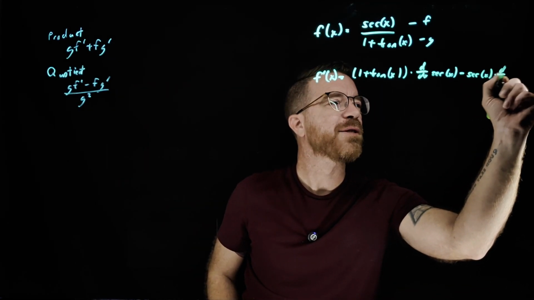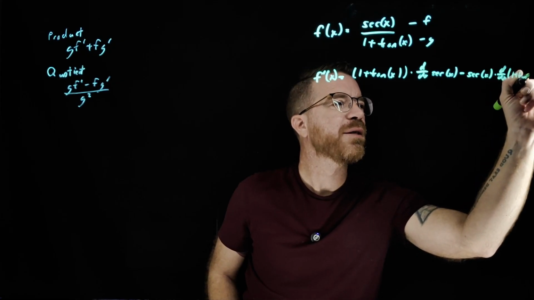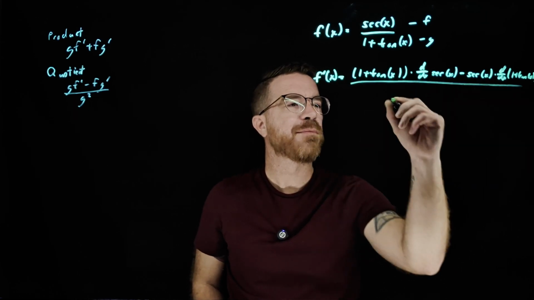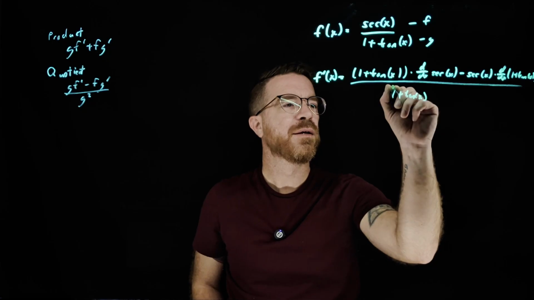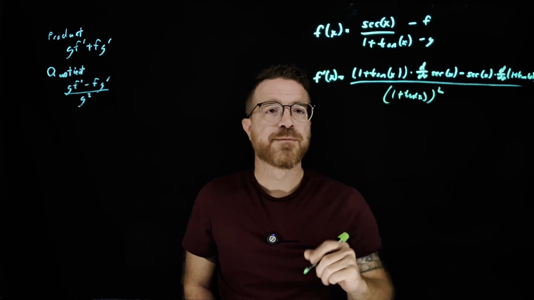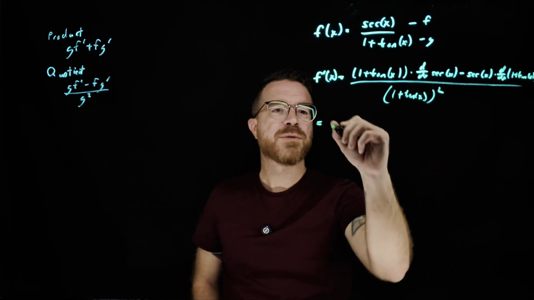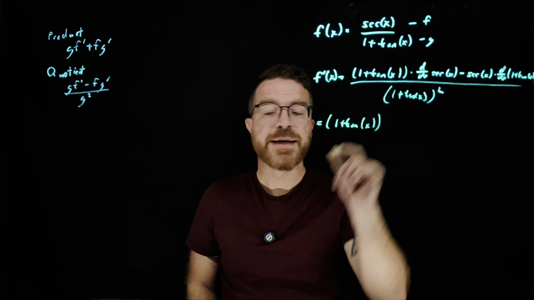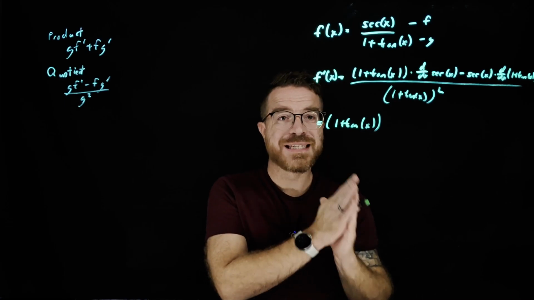And then times the derivative d/dx of 1 plus tangent x. And this whole thing is going to be divided by (1 plus tangent of x) squared. Okay, so now, actually solving for this, we're going to have 1 plus tangent of x. And now what I need to do is take my derivative of secant of x.